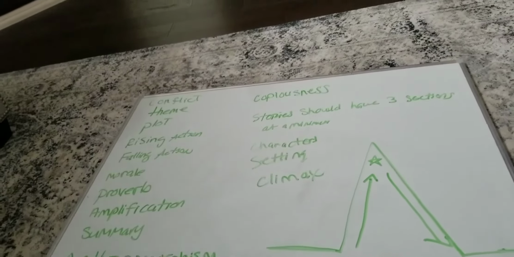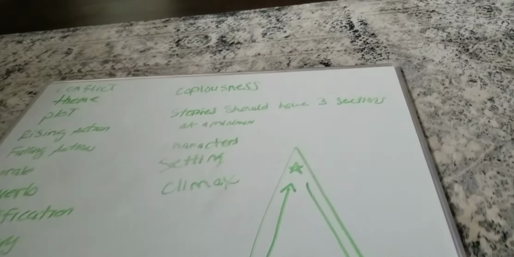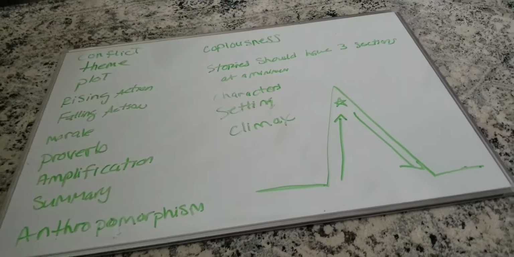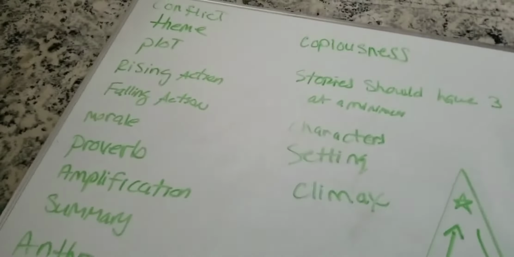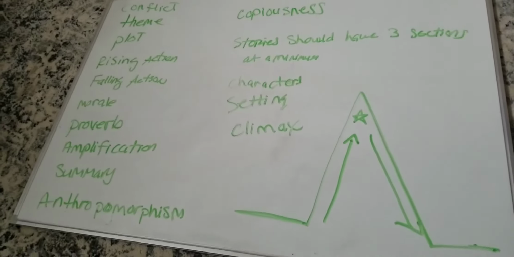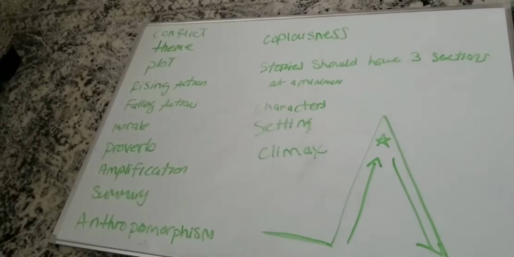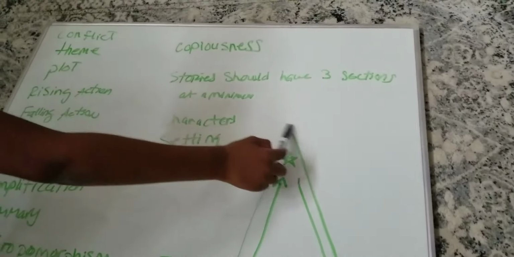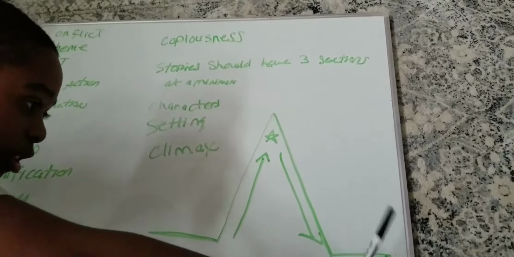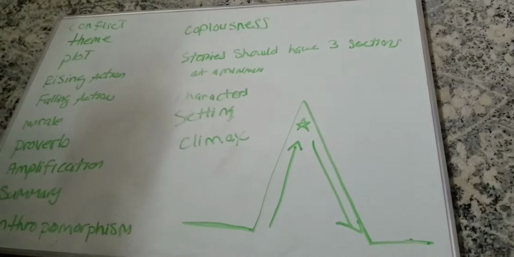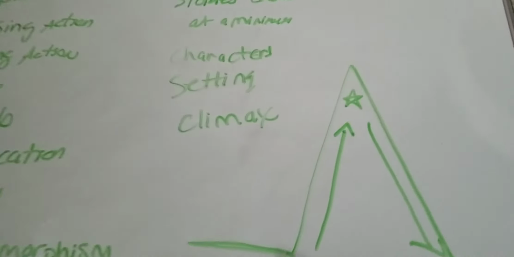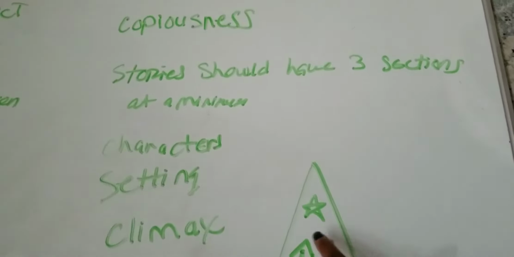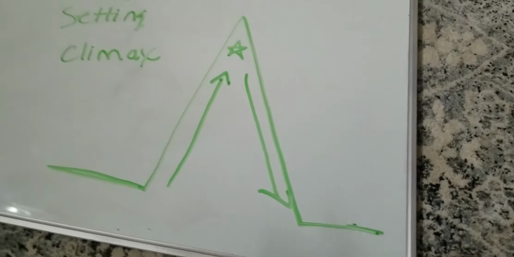So I want you to look at all the words on this board and look at this little drawing here, and I'm going to give you about 5 to 10 minutes to think about everything, and then you're going to define everything for me. So I want you to fill it in. You're going to fill in what this is, fill in what this line is, what this line is, what the star is, and what this is. Okay. So fill that in.